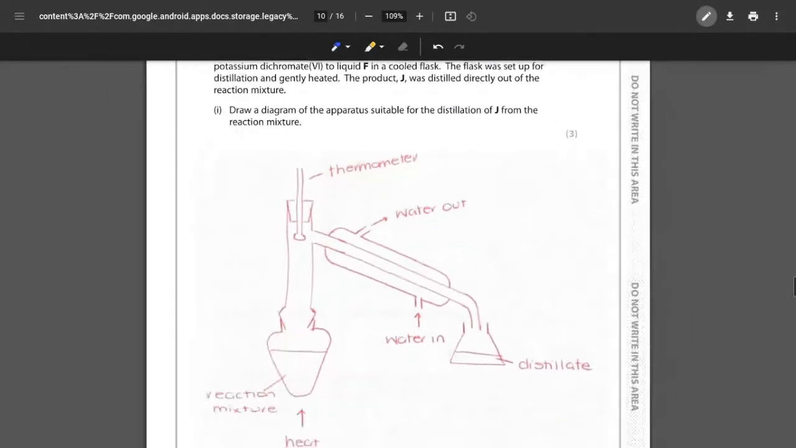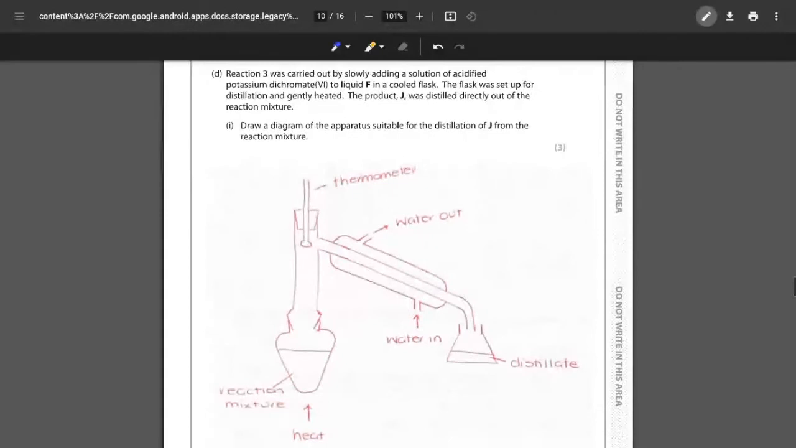For part D, we've got the oxidation being carried out by slowly adding the solution of acidified potassium dichromate liquid in a cooled flask, and the flask was then set up for distillation and then gently heated. And product J, either aldehyde or ketone, was then distilled directly out. And we want to draw a diagram of the apparatus that is suitable for this distillation.